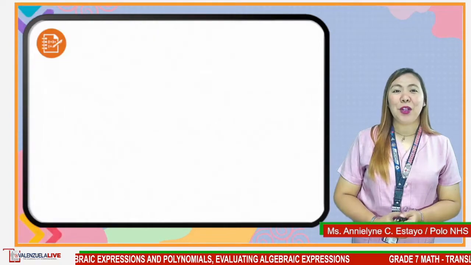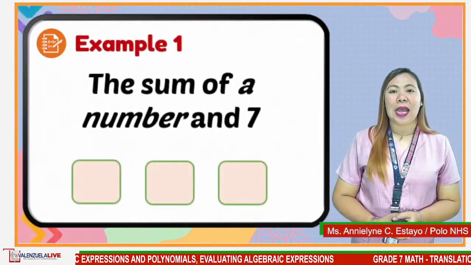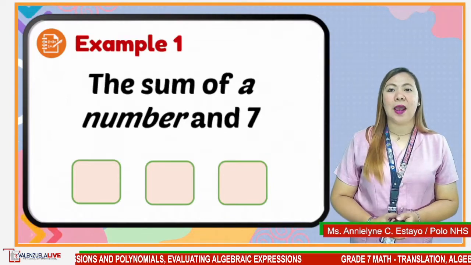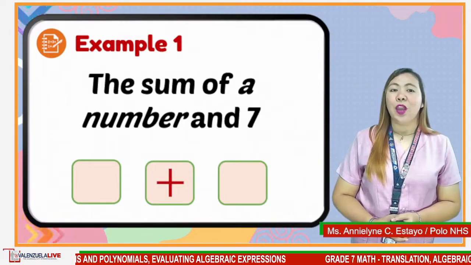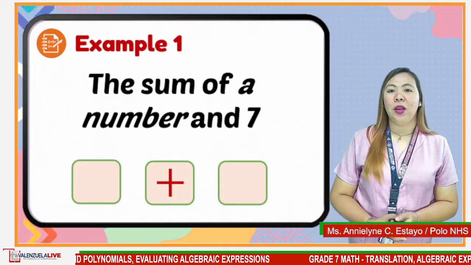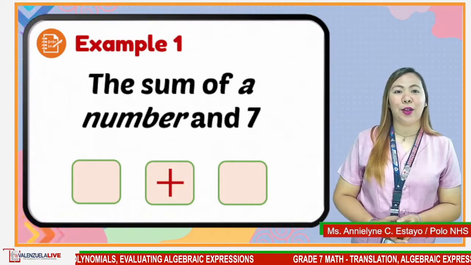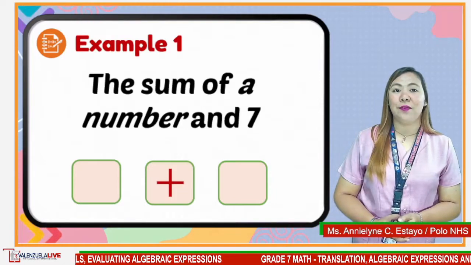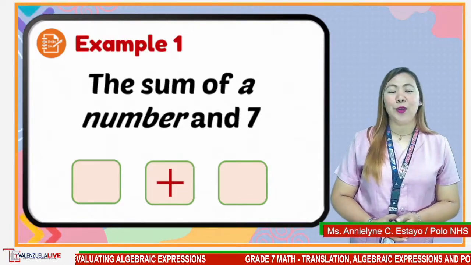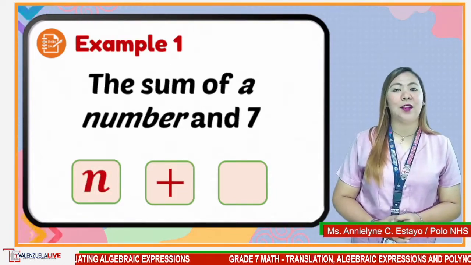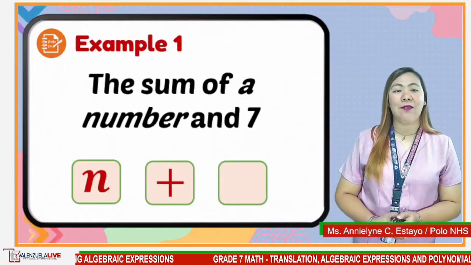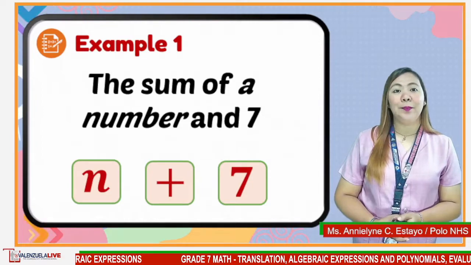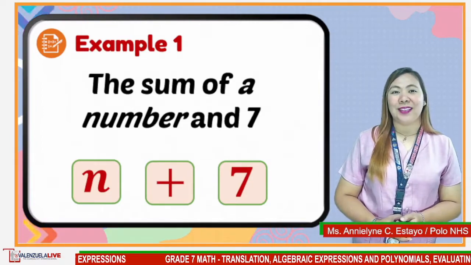For example, number 1, the sum of a number and 7. The word sum means addition. For the term a number, we can use any letter from the English alphabet to represent its unknown value. Let's say we use N to represent the number, and for 7, it is 7 itself. So we will obtain N plus 7.